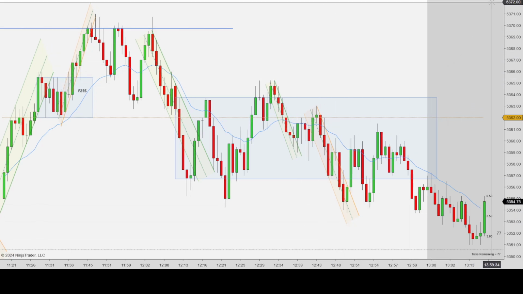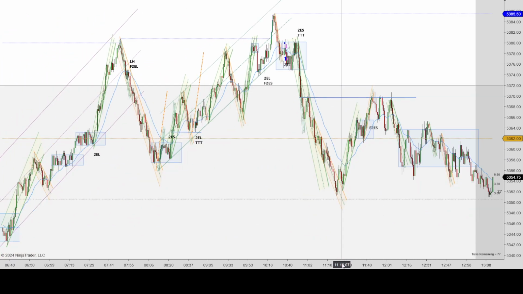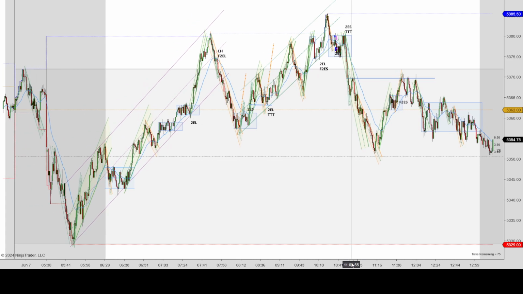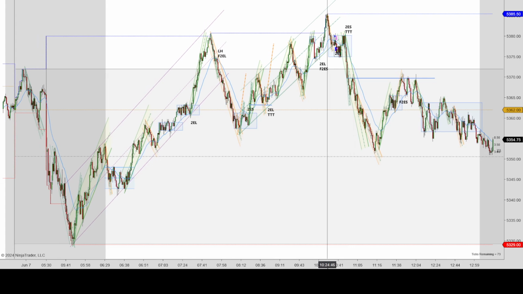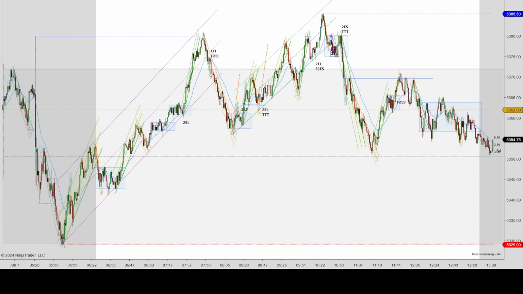So fortunately, it was a one trade day and it was a loser. And overall, there weren't too many trades that I particularly liked. Although there was some decent volume, it didn't translate to very many setups. So hopefully that was helpful.